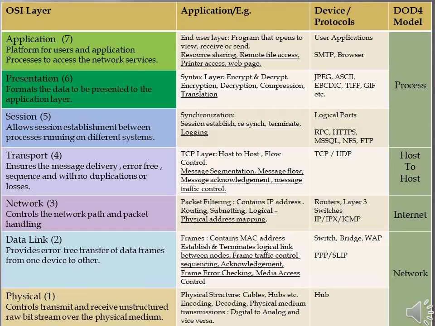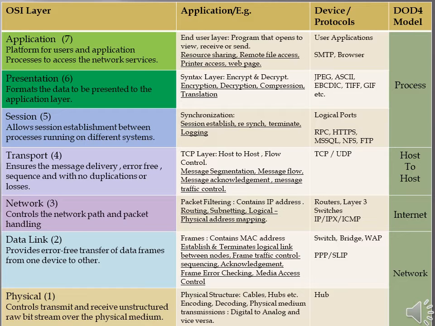Physical layer. The physical layer controls transmitting and receiving the unstructured raw bit stream over the physical medium. Physical structure: the physical layer shows how exactly the devices will be connected to each other with the help of cables, hubs, etc. Encoding, decoding, physical medium transmissions, and digital to analog conversion and vice versa happen in this physical layer. Devices used in this layer are hubs, etc.